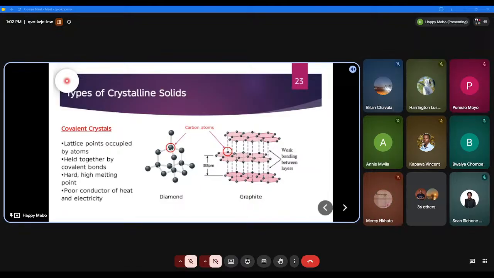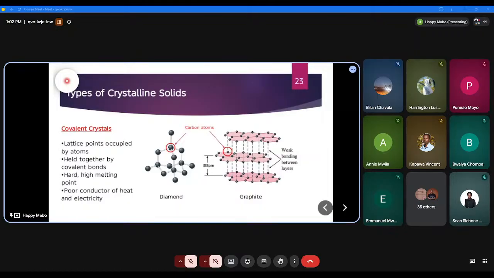We ended on this particular slide, I think, if memory serves me right, where we were looking at covalent crystals. So we looked at the first type of crystals, which we called the ionic crystals.